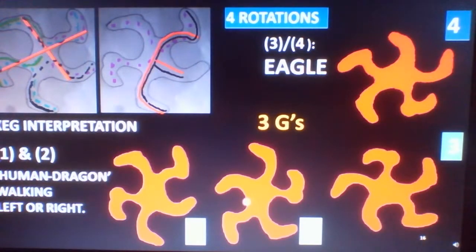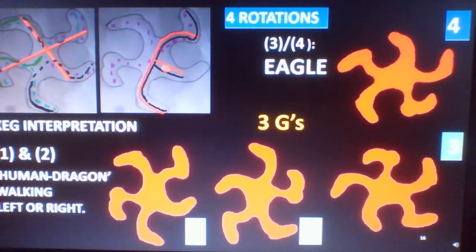Now, using 3Gs, continuing, these are the 4 different rotations of the eagle I showed you in the last slide. You can see 2 of the rotations look like a human dragon. I mean, with that head, it can only be a dragon, and with that body, it looks like a man. So I call it a human dragon walking left or walking right.